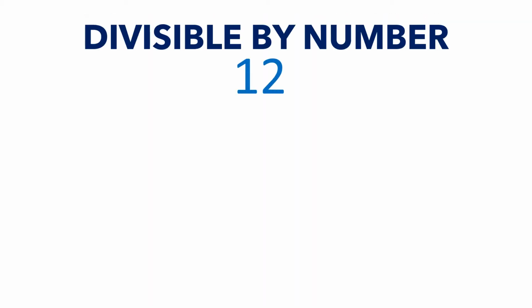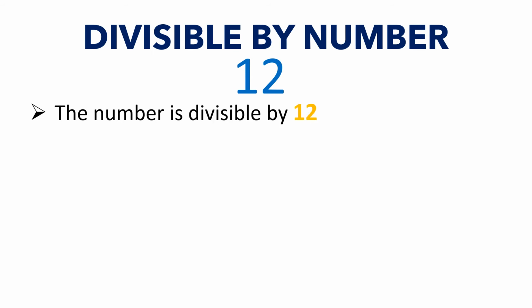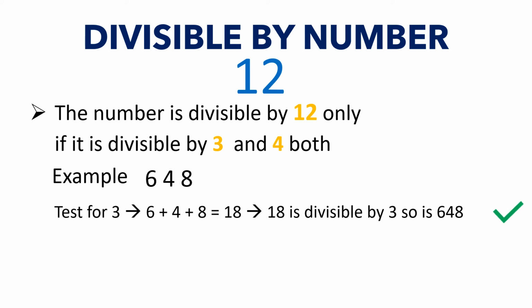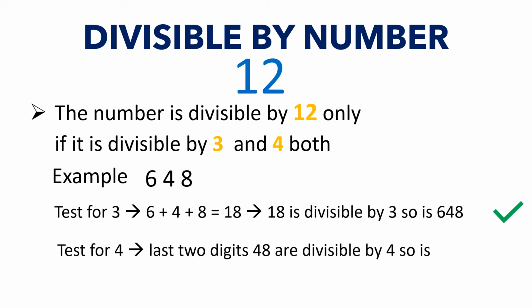Rule for divisibility by 12. If the number is divisible by 3 and 4 both, then the number is divisible by 12 also. Example 648. Let's test divisibility for 3. Sum of all the digits is 18, which is divisible by 3, so the number 648 is divisible by 3. Let's test divisibility for 4. Last two digits 48 is divisible by 4, so the number is divisible by 4.